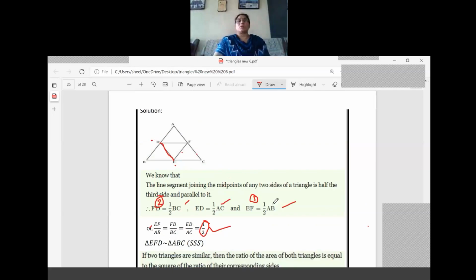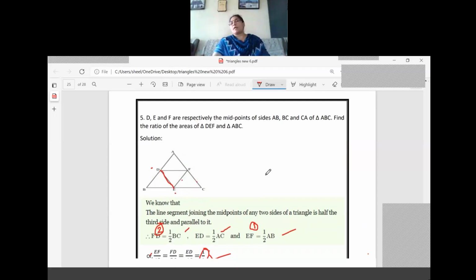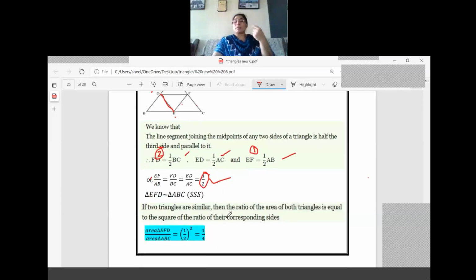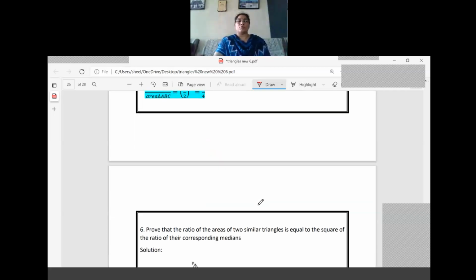So this is also a good question. D and F are the midpoints. So what should we use? The midpoint theorem only. Then we apply the concept. All the three corresponding sides' ratios we got, so the two triangles are similar. Then we can write that if they are similar, the ratio of their areas is the ratio of their corresponding sides squared. So the square we can take, that is equal to 1 by 2 square, equal to 1 by 4 only.